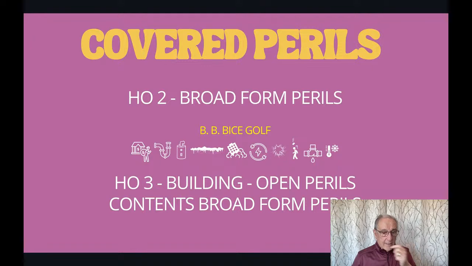Now, let me just summarize this. On the HO2, broad form perils. But when I go to an HO3, I got open perils on the dwelling, but my contents are still going to be covered with BB Bice Golf. Not all perils on contents. Okay?